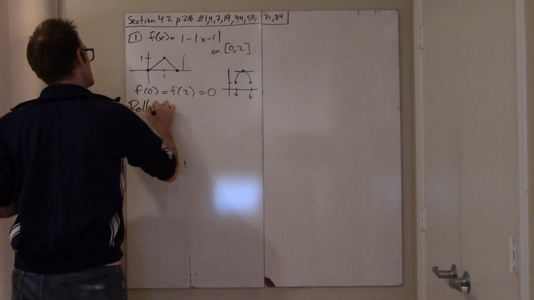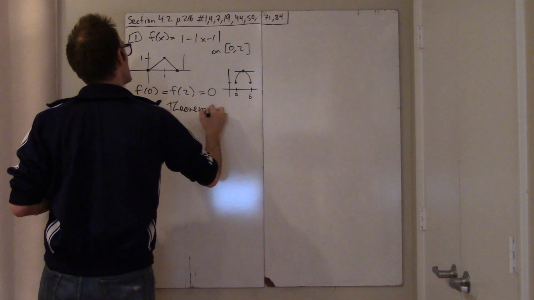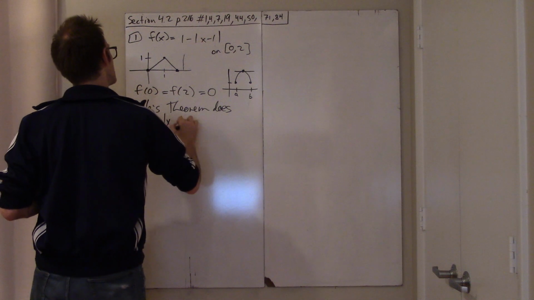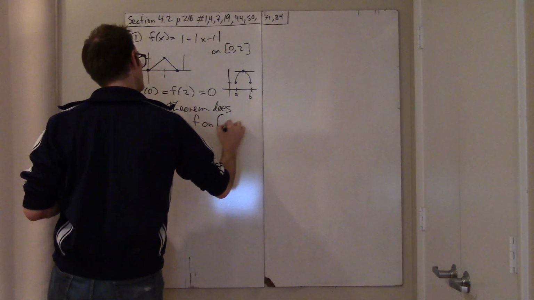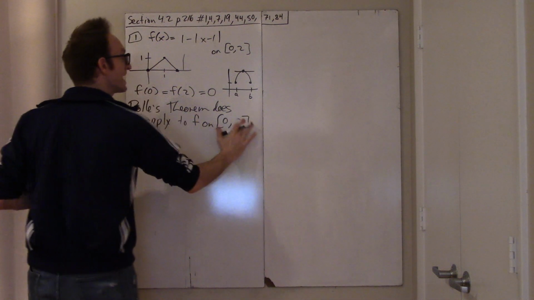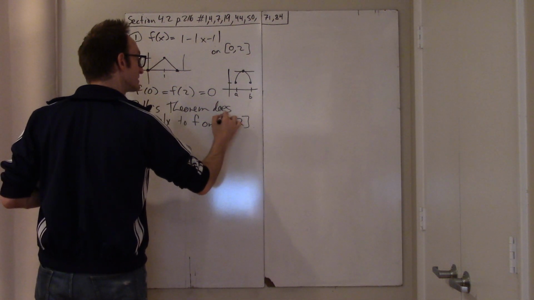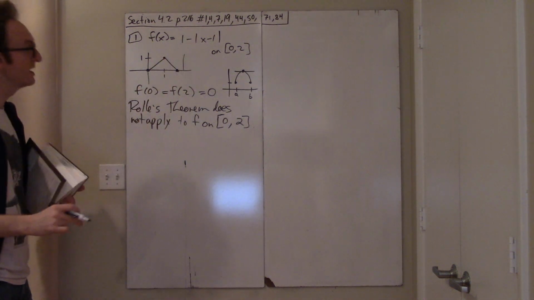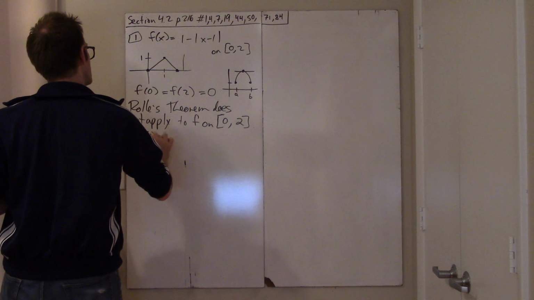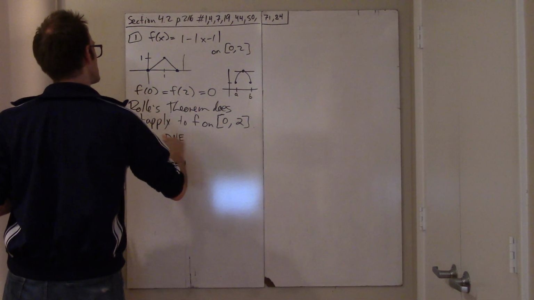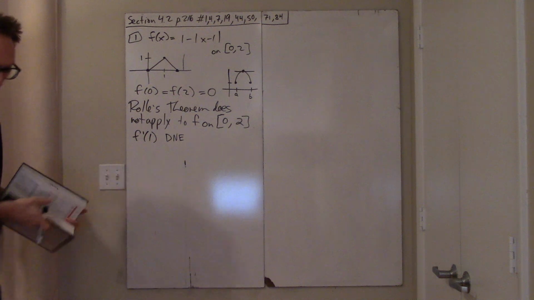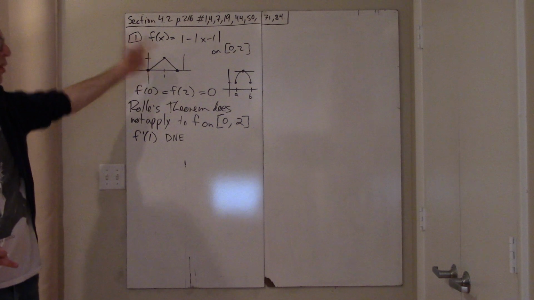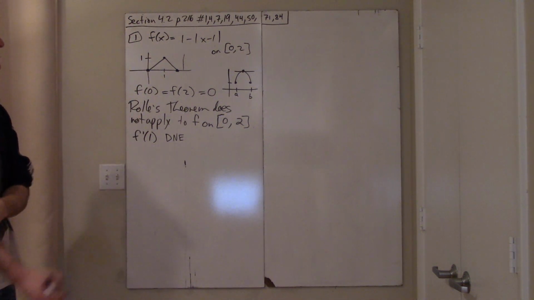So I'll just write that. Rolle's theorem does not apply to this function f on the interval 0, 2 for the simple reason that this function is not differentiable on this interval. And in fact, you can see that we've done problems like this before, that f prime of 1 does not exist because this function is sharp at 1. And in fact, it's just true that there is nowhere on this interval for which the derivative is 0.